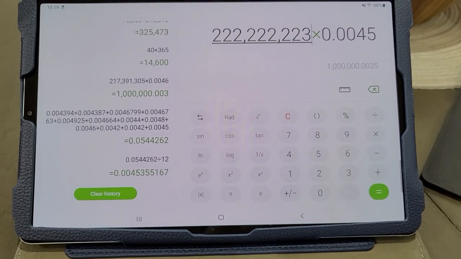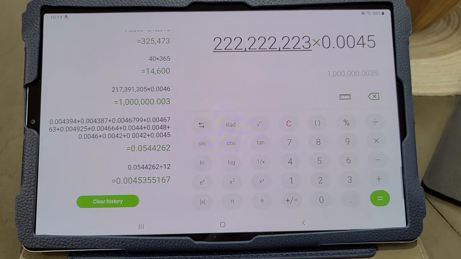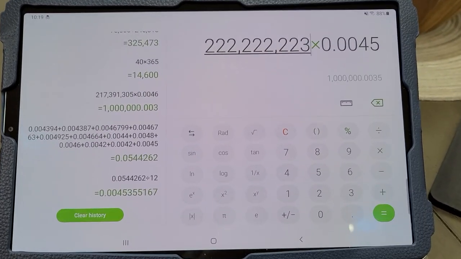I apologize about the weird camera thing. I don't know what's going on with it. Maybe my phone's acting up, but whatever the case is, here we go.